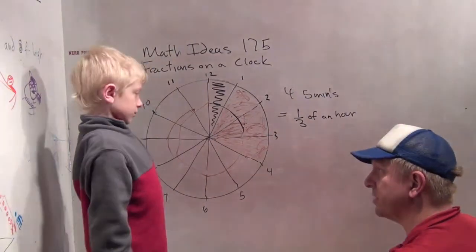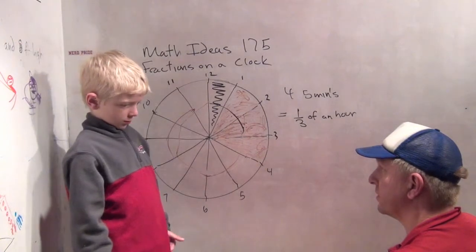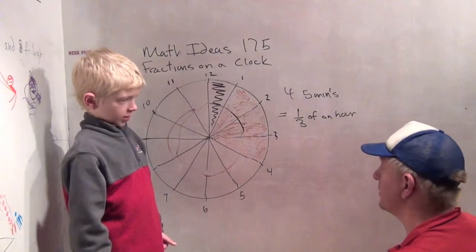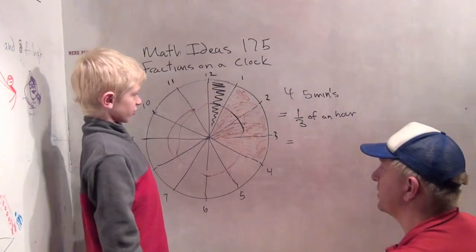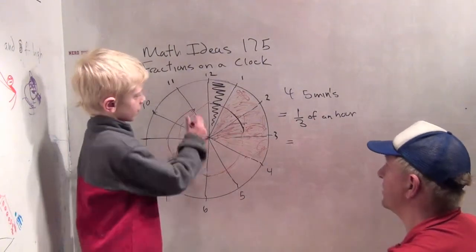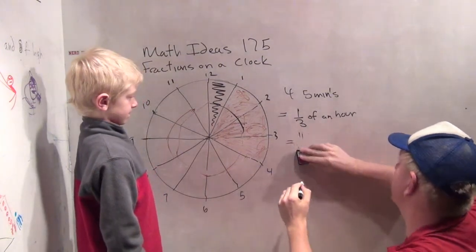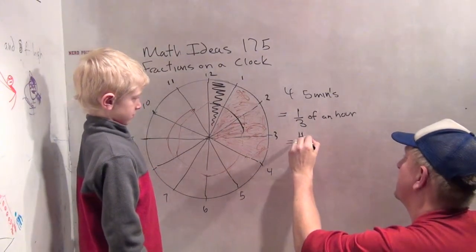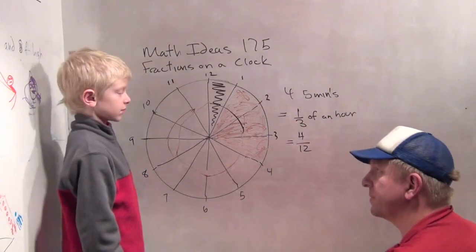And how many times does 20 minutes go into an hour? 3. Awesome. How many twelfths of an hour is this? 4. So 1/3 is 4/12, not 4/13, 4/12. So 1/3 and 4/12 are the same.